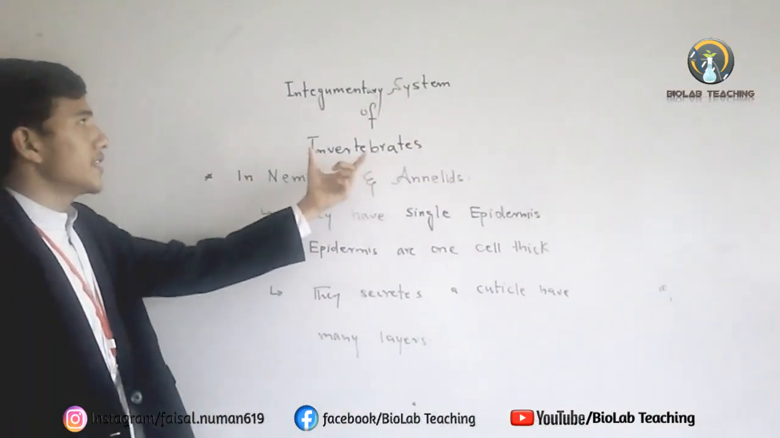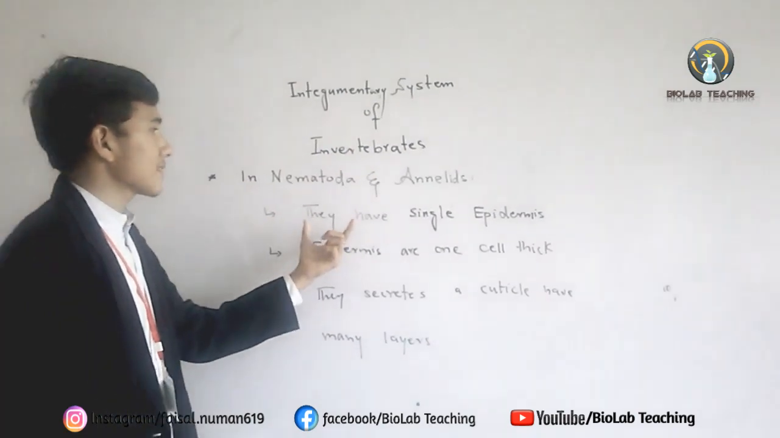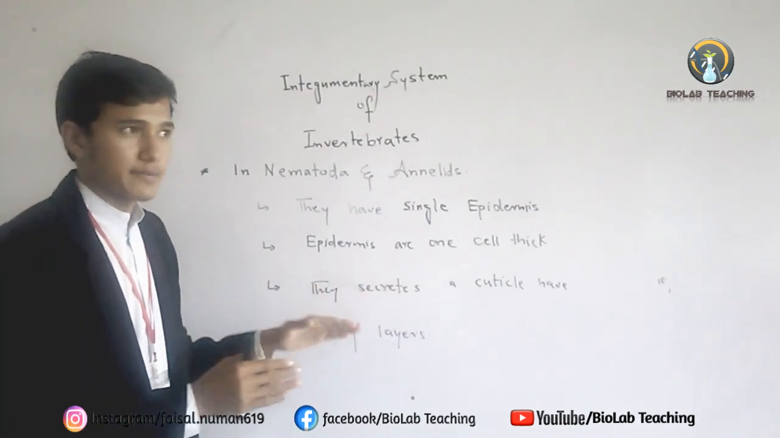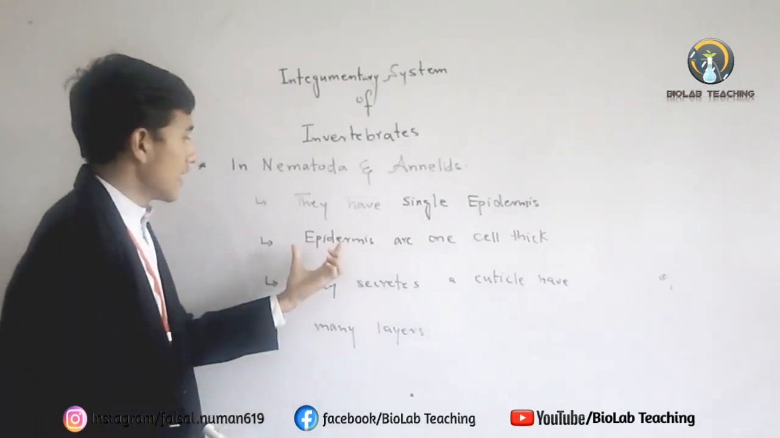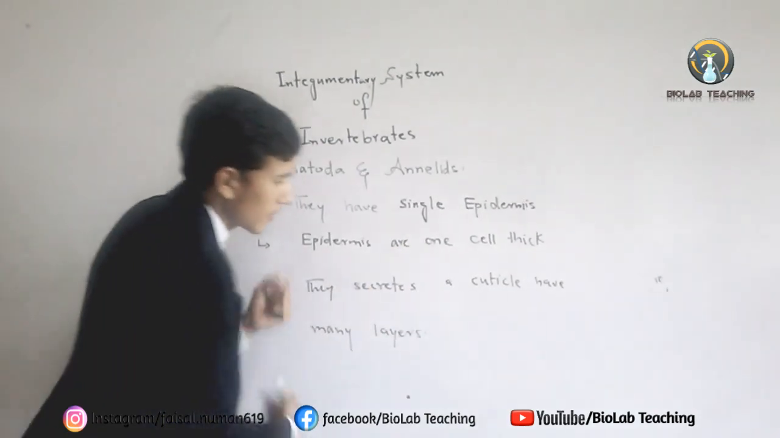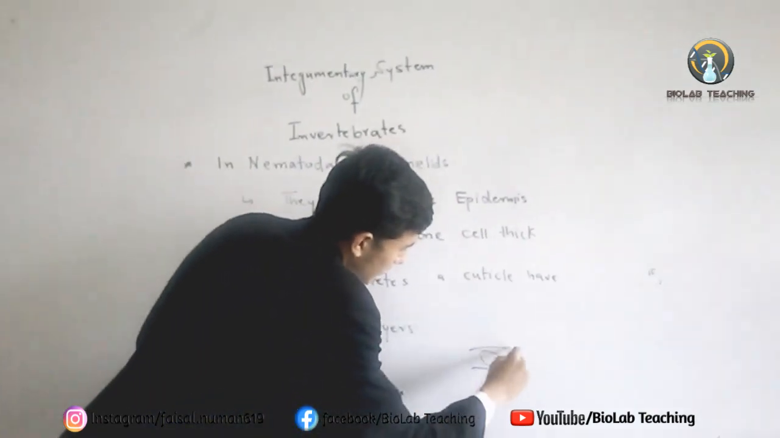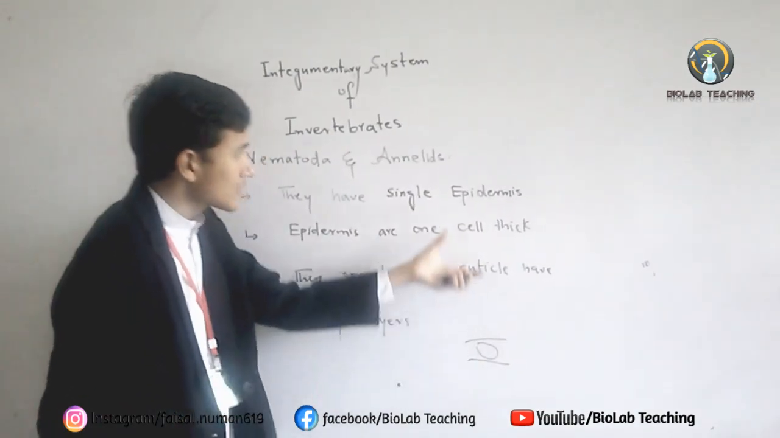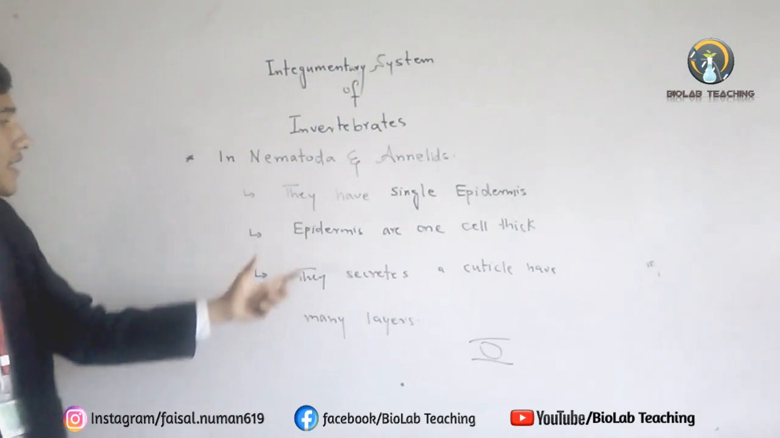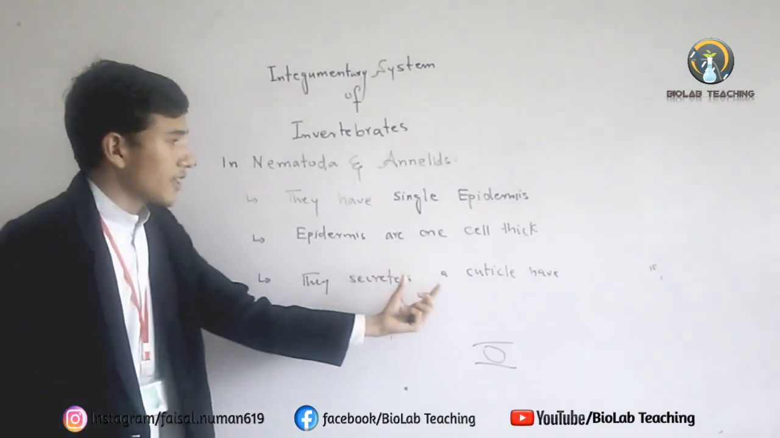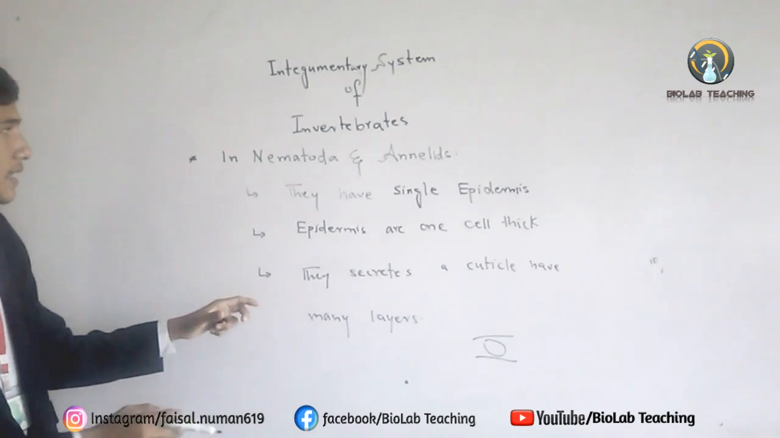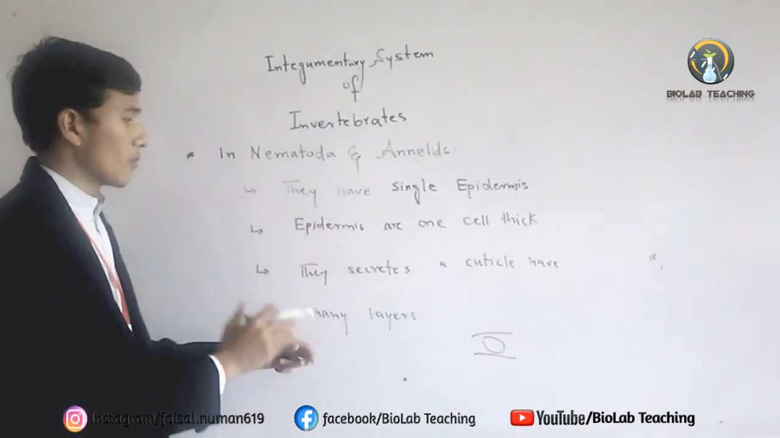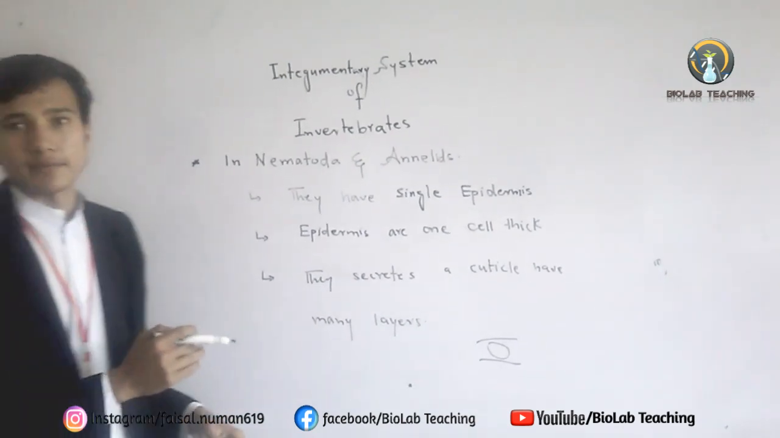In nematodes and leeches, the integumentary system consists of a single-layered epidermis. This means the epidermis is one cell thick. One cell thickness means the length of one cell, so it is also the thickness of the epidermis. The one-cell epidermis is present in nematodes and leeches. They secrete a cuticle which has many layers. This means the cuticle has many layers, which are secreted by the epidermis.